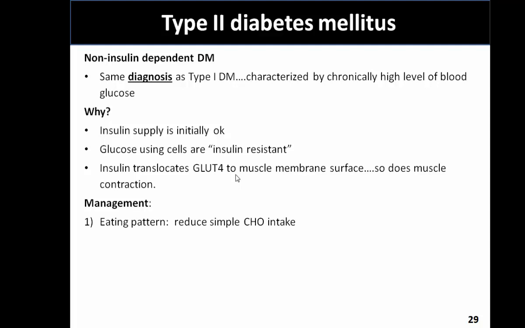So the management here, the first strategy, is related to eating pattern. It's recommended that a person reduce simple carbohydrate intake, so reduce the intake of sugars, and focus more on complex carbohydrates and physical activity. Increasing a chronic level of physical activity will have the effect of making the muscle cell more sensitive to moving GLUT4 into the membrane, and that's going to improve tissue glucose uptake from the cardiovascular system.